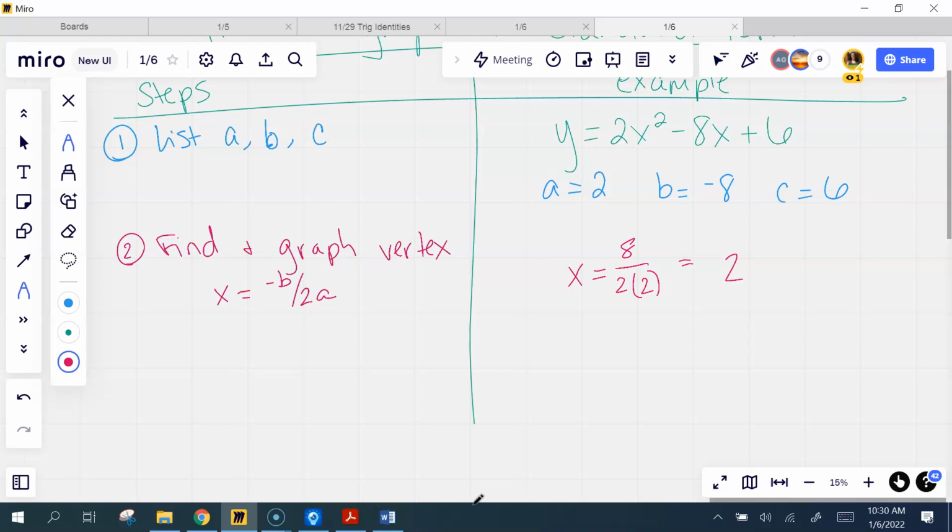Now that not just gives me the x part of my vertex, but it also gives me what? The axis of symmetry. That's the line that's going to divide my parabola on both sides. It's an imaginary line, but it can still help me in graphing. Now, to graph a vertex, I need 2 parts, right? I need an x and a y. I've only got the x. How do I find the y? Plugging in.